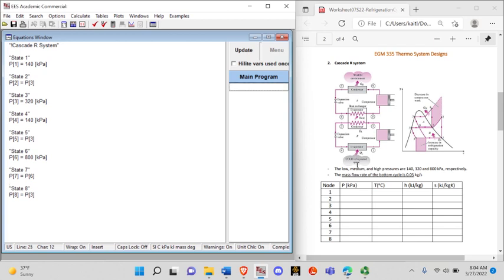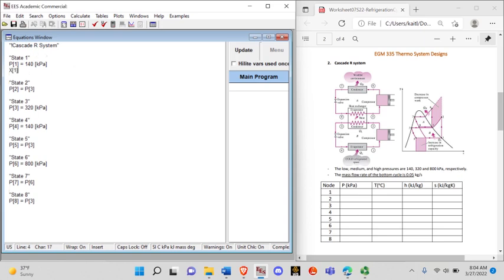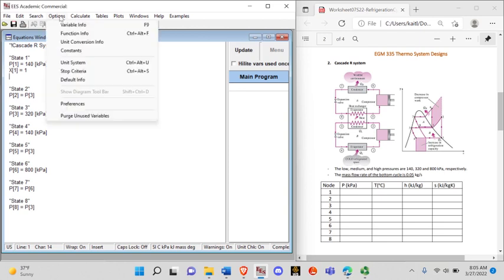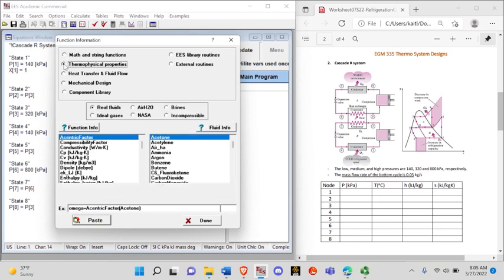So to find a second one, we can look at our TS diagram, and since it's an ideal Cascade R system, we know that at state 1, it's going to be a saturated vapor, so the quality is 1. So X1 equals 1. And right now, we're going to solve the rest with the built-in functions in EES. So options, function info, thermophysical properties, ideal gases.